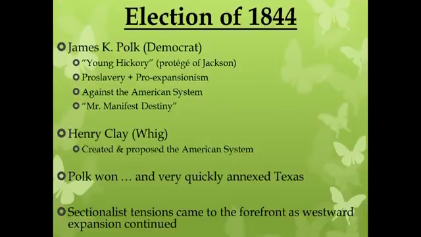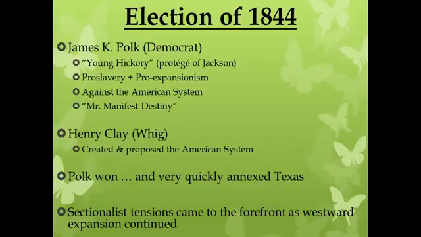So in the election of 1844, I'm bringing this up because this is going to be really important for part 2 of our PowerPoint video lessons. James K. Polk ran as a Democrat. He was known as Young Hickory because he was a protege of Jackson. So remember, Jackson was known as Old Hickory. That was his nickname. Well, now we have Young Hickory.